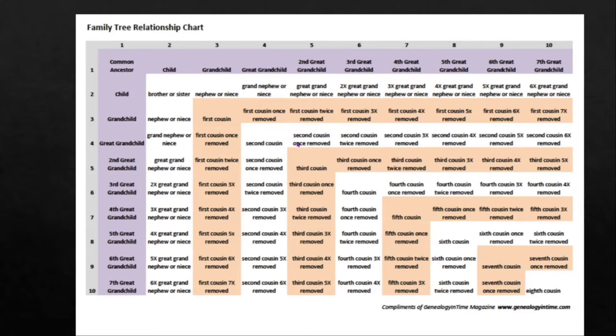To you, they're second cousin once removed, because it's a different generation. Okay, thanks. Other questions? Miss Darlene, did you have a question? I had more of a comment. I've always wanted to know about once removed. I have a better understanding of what that means now.